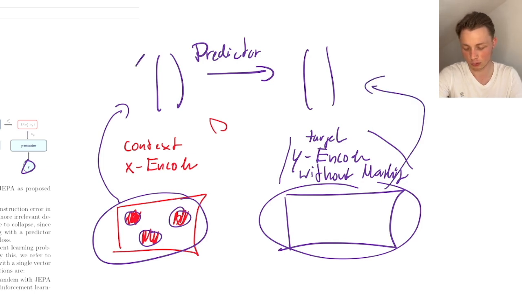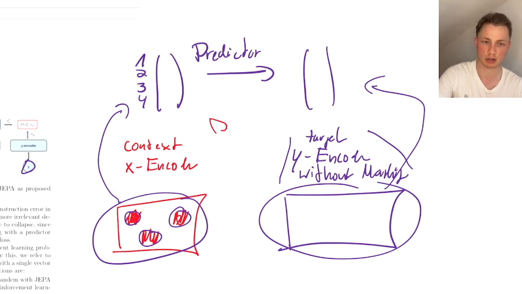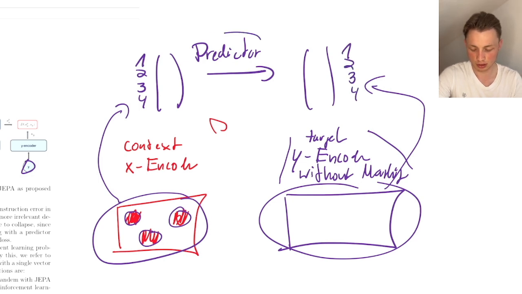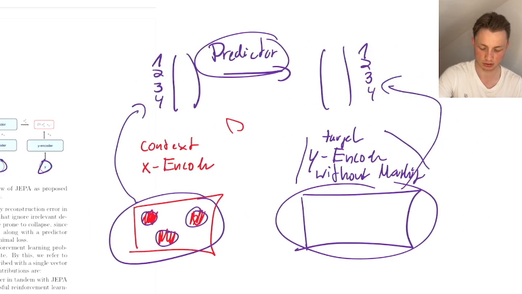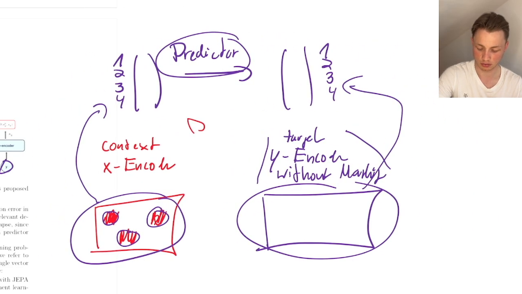So we say always 1, 2, 3, 4, for example. That's not how it works with certain numbers, but it's just an example. If we always bring it to 1, 2, 3, 4 in our embedding space, then the predictor can do a very easy task to predict it. It just predicts the same, and then our loss is very low.